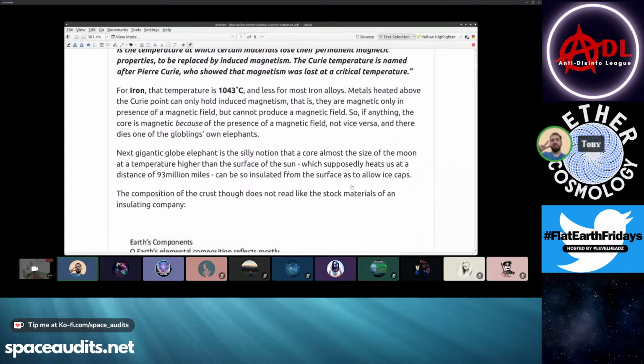Metal heated above the Curie point can only hold induced magnetism. That is, they are magnetic only in presence of a magnetic field, but cannot produce a magnetic field. So, if anything, the core is magnetic because of the presence of a magnetic field, not vice versa. And there dies one of the globelings' own elephants.